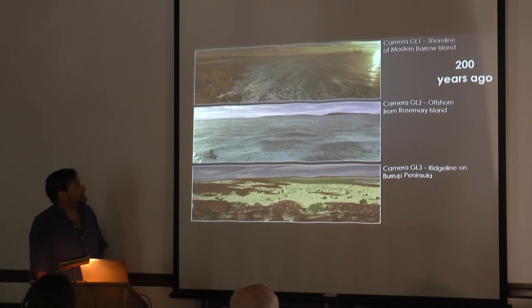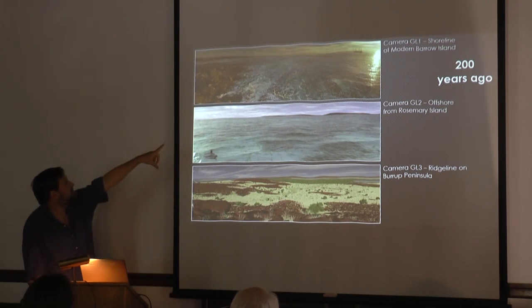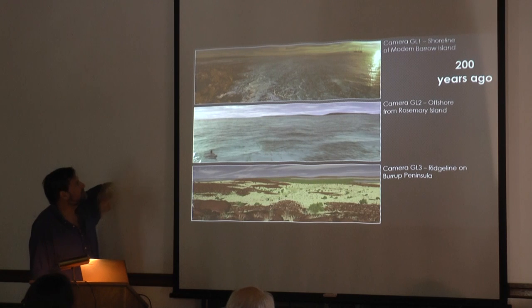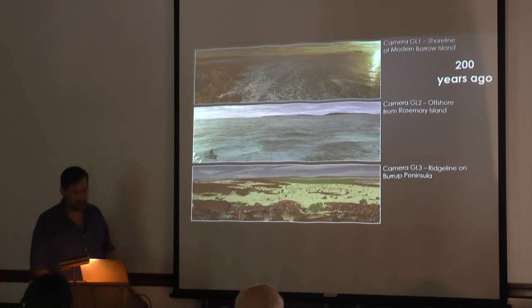And this is about 200 years ago, so there's a sailing ship in the distance on that one, but this is approximately where the shoreline is today on Barrow Island. Offshore on Rosemary Island, it's about 2 to 3 kilometers offshore. You get a sea turtle floating there. And in the Burra Peninsula, you start to see this encroachment of the mangroves in the distance.